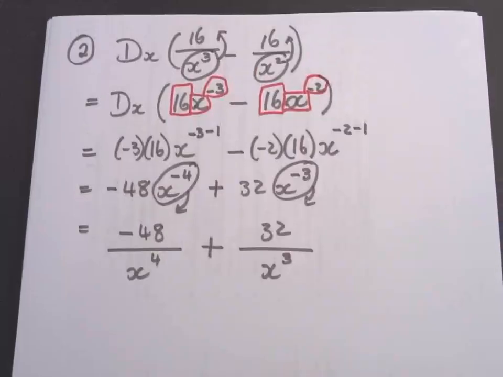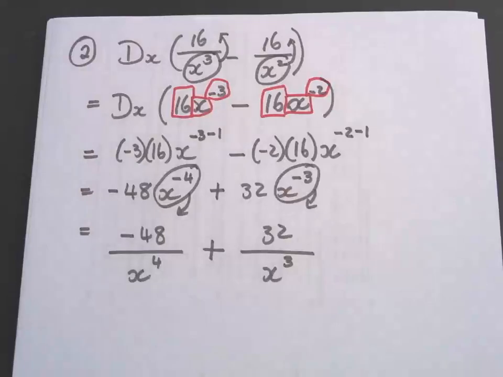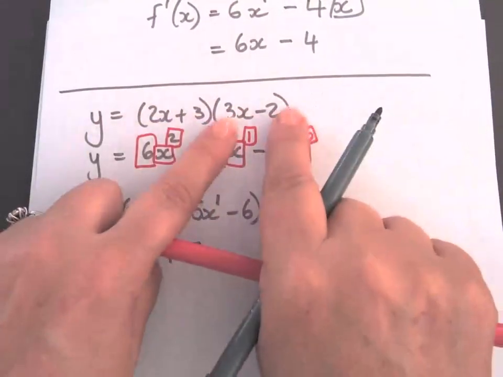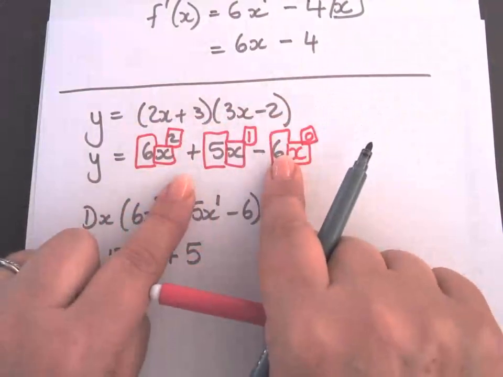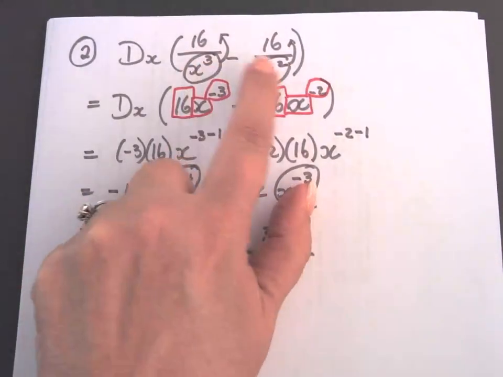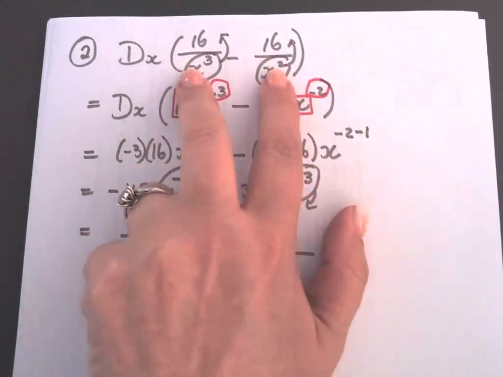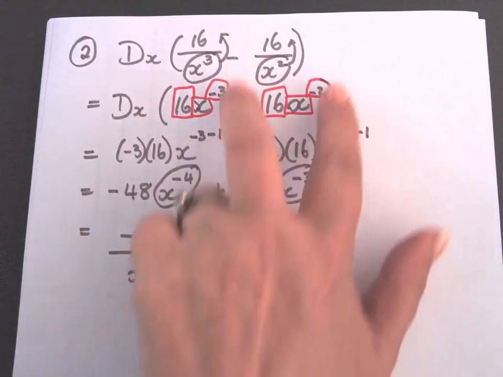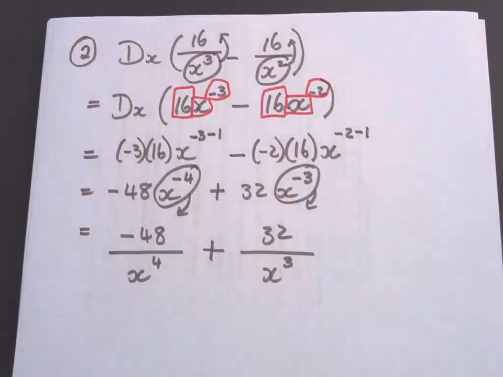Let's look. Okay, now we did: what do you do when you have brackets? You first multiply them. What do you do if you have fractions and the x's are in the denominators? You take them up. What can you do if you have surds?